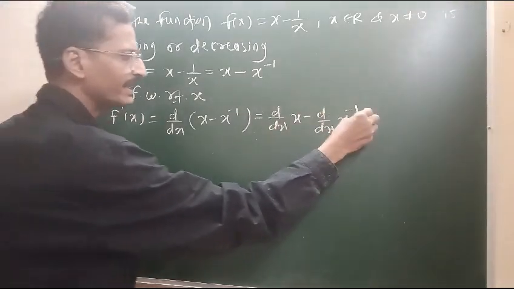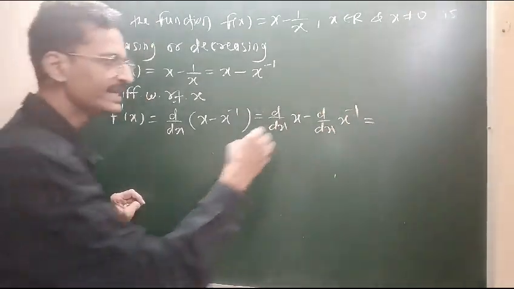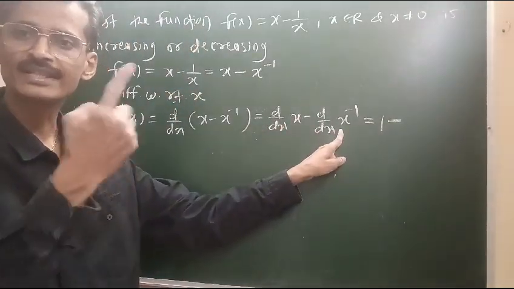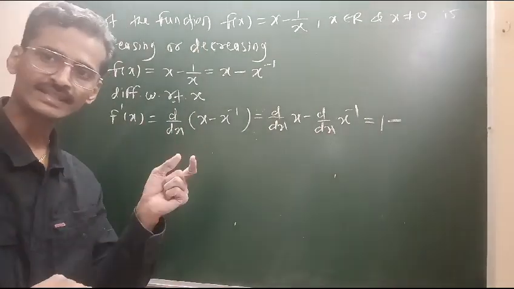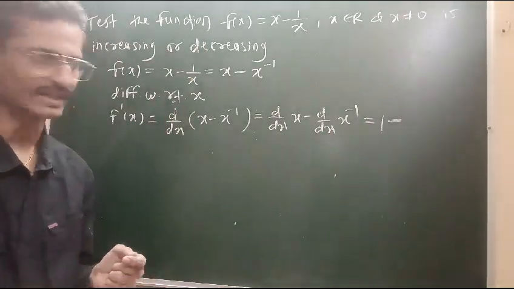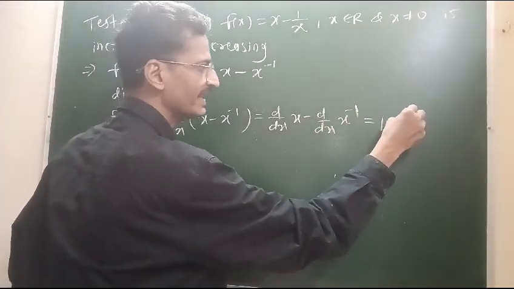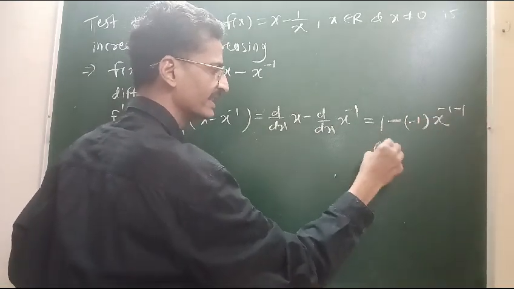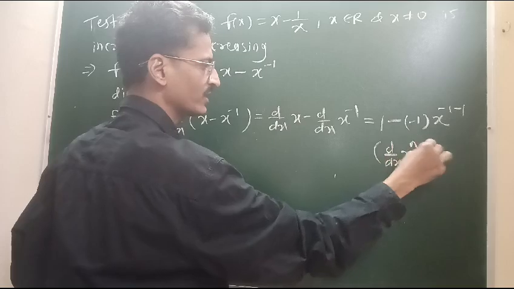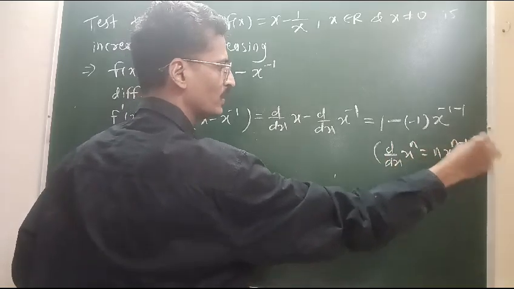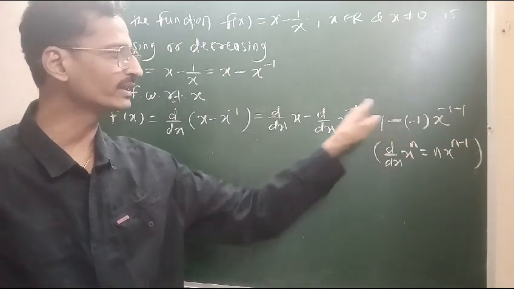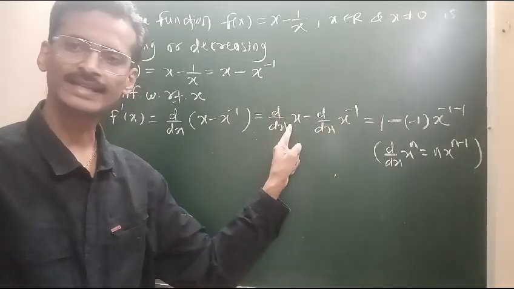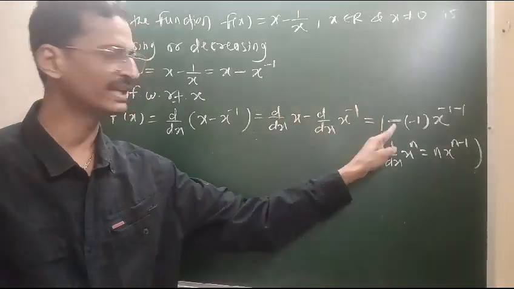Now what is d/dx of x? d/dx of x is 1. And d/dx of x raised to n becomes n into x raised to n minus 1. That means write this n here and x raised to n minus 1. You can write it here as the rule: d/dx of x raised to n is n x raised to n minus 1. So here n is what? Minus 1. So the derivative of this, the minus we write the same. d/dx of x is 1, this minus we write here the same.